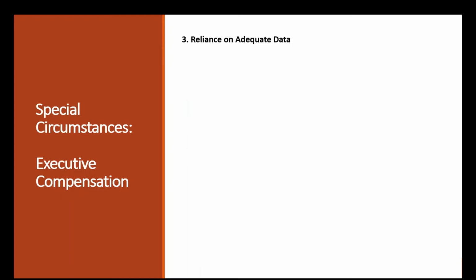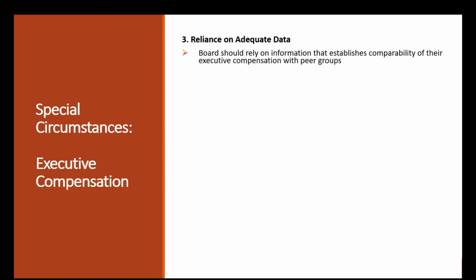That third point is reliance on adequate data. So the board should rely on information that establishes the comparability of their compensation compared to peer organizations or organizations in their peer group.